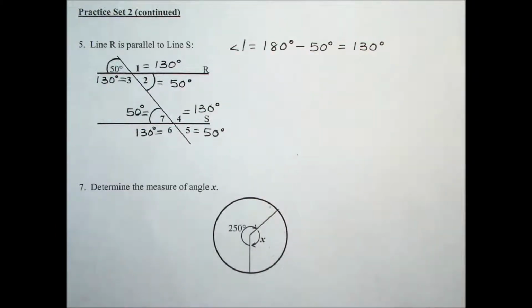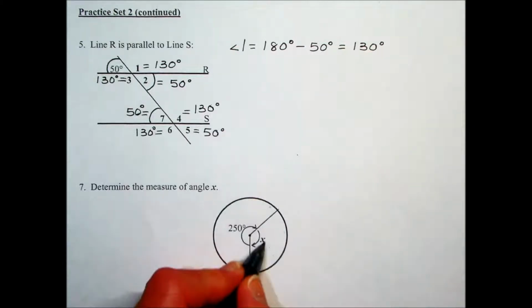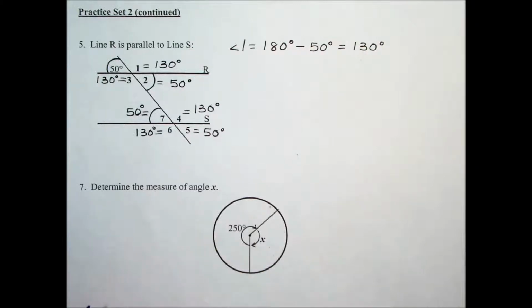In problem number 7, we have a circle, and they're asking us to determine the measure of angle X. There are 360 degrees in a circle. Knowing this fact allows one to determine the size of the angles drawn in the circle, as long as the angles have their vertex, the point where the sides intersect, at the center of the circle. We can use the fact that a circle contains 360 degrees. So the entire rotation would be 360 degrees.